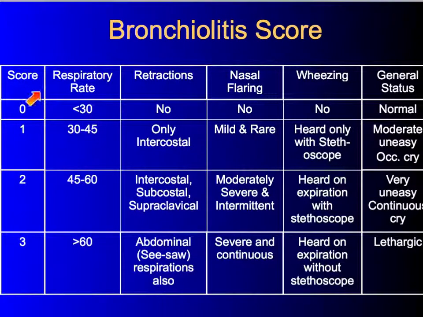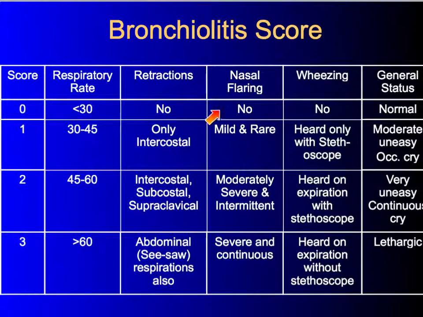This is a bronchiolitis score, and so you would score a 0, a 1, a 2, or a 3. Depending on the respiratory rate, if it's under 30, that's 0, 30 to 45 is a 1, 45 to 60 is a 2, and if the respiratory rate's greater than 60, they get scored a 3. For retractions, a 0 for none, 1 for only intercostal retractions, a 2 if they're intercostal, subcostal, or supraclavicular, and a 3 if you see abdominal retractions or the seesaw respirations.